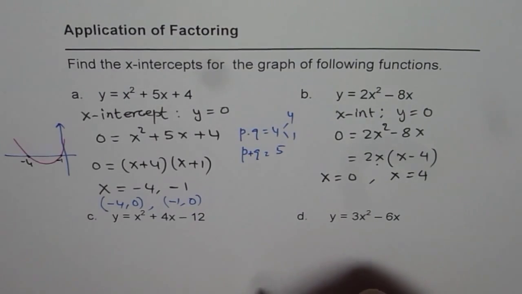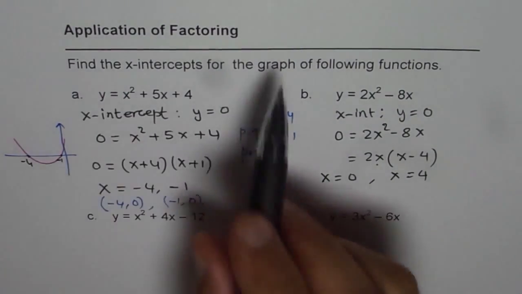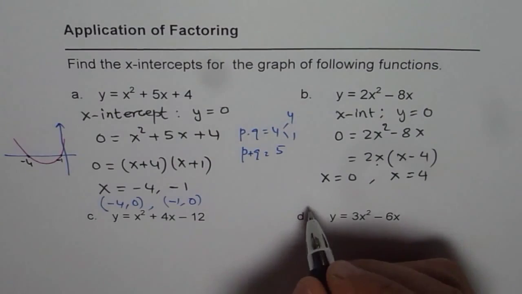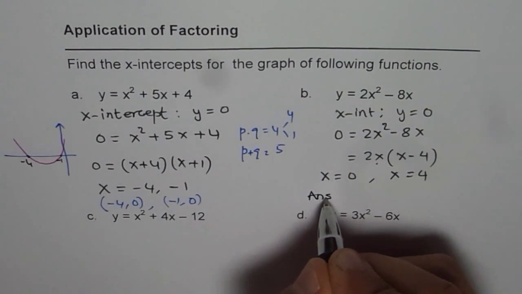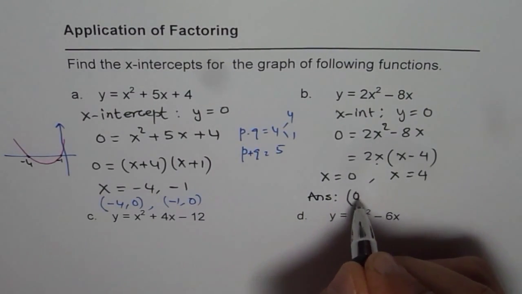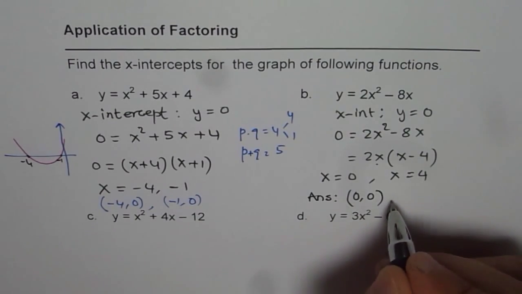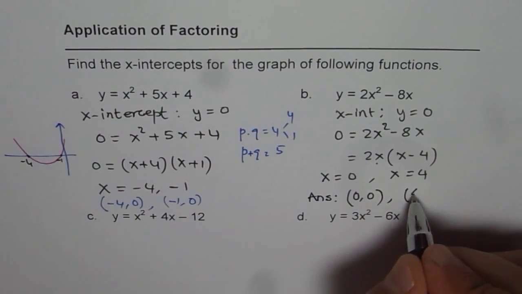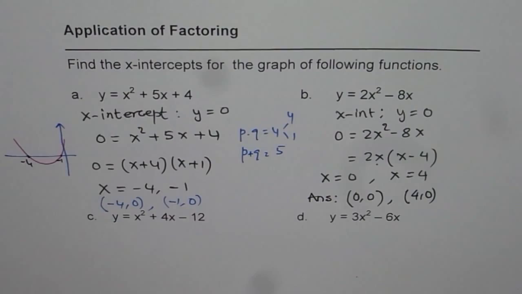So there are two solutions. Do you see that? So the x-intercepts are the points, let me write down the answer, where x is 0, y is also 0, so it's going through the origin, and the other point is (4, 0). So these are the two x-intercepts for our function. Okay, I'd like you to do parts C and D, and then move on to the next set of questions. Thank you and all the best.